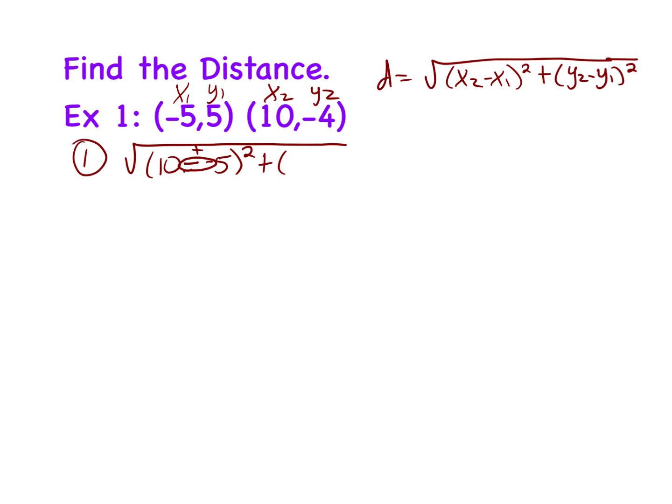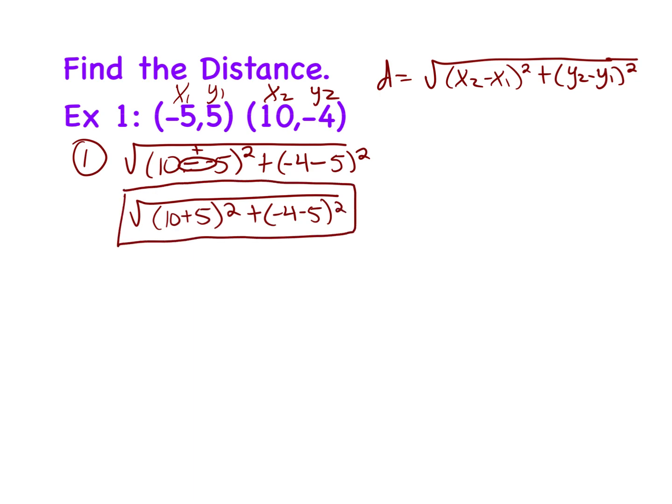Monica, what's my y2? Negative 4. Very good. Minus. Angel, what's my y1? 5. And squared. Okay, now I just got to rewrite it with that positive in there. 10 plus 5 squared plus negative 4 minus 5 squared. And then put a box. That's my first answer. Any questions on that part? Like I said, that's just what we did yesterday.